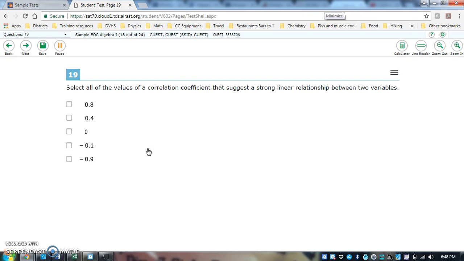Therefore, looking at our selections here, we're asked to find a strong linear relationship between the two variables. 0.8 is pretty close to 1, that's pretty strong. 0.4 is closer to 0, that would be weak. 0 indicates no correlation. Negative 0.1 indicates a weak negative correlation. And negative 0.9, that's still a strong correlation. It's saying it's a negative slope, but that's still linear. So I would say 0.8 and negative 0.9 would be our answer.